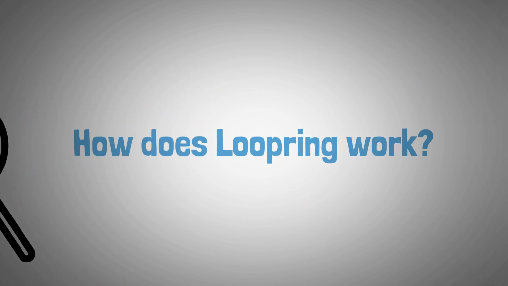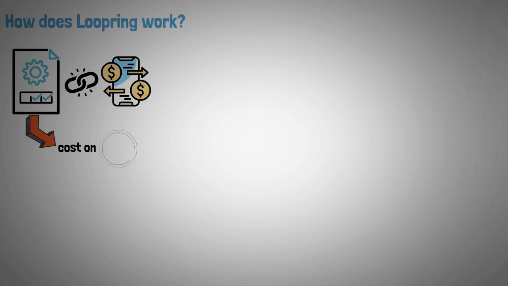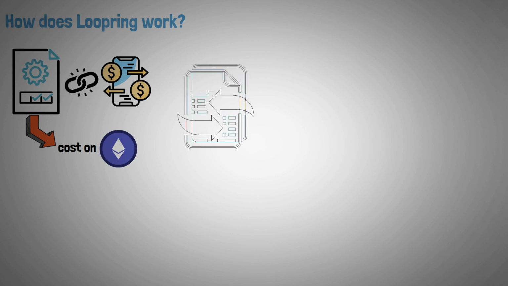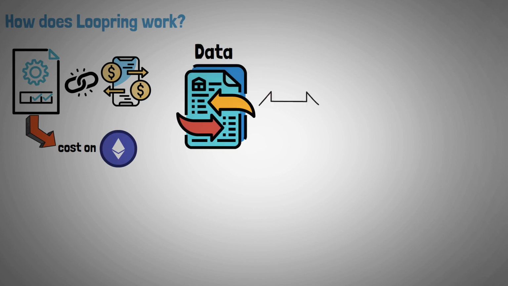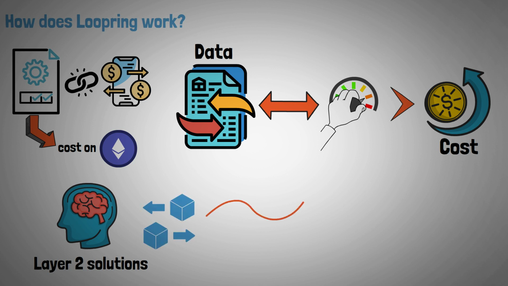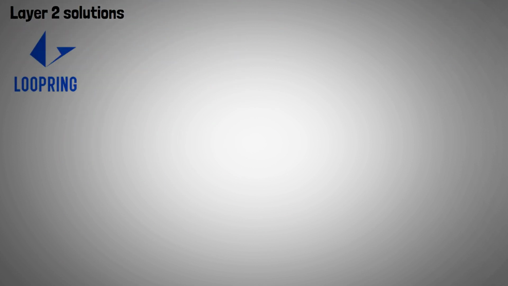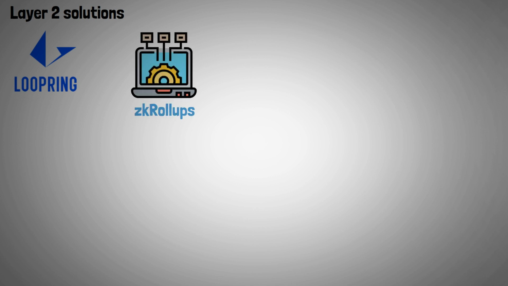So how exactly does Loopring work? The amount of data a transaction contains determines how much it costs to perform it directly on Ethereum. Larger transactions in terms of data demand more processing power, which drives up the cost. In order to address this, Layer 2 solutions try to conduct transactions outside of Layer 1. Based on Layer 2, Loopring utilizes technology called zk-Rollups.